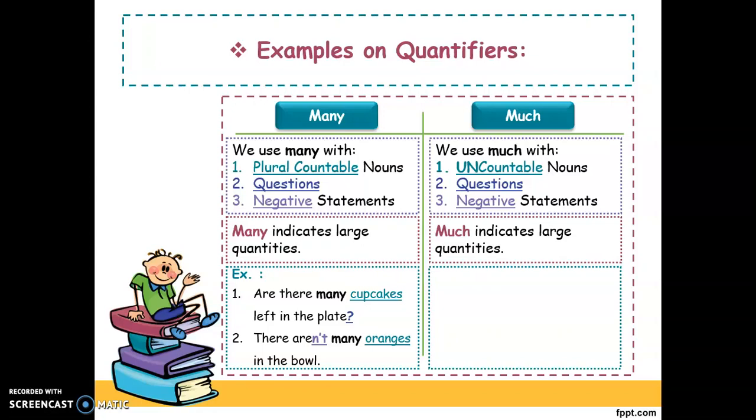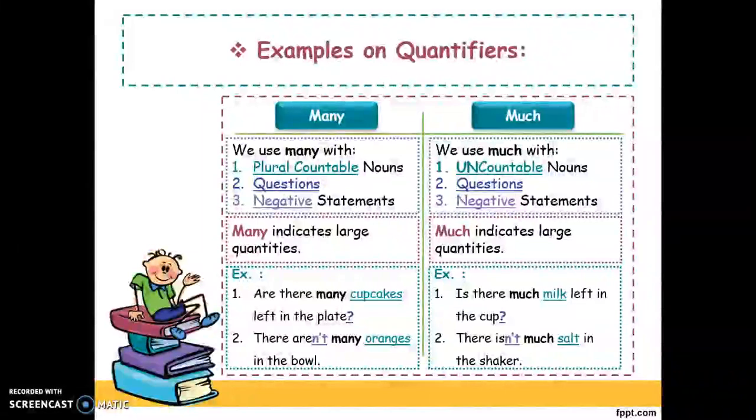Now, what about example number 2? There aren't many oranges in the bowl. Again, we used many, which is the quantifier we're talking about here, and we added s to the noun, the countable noun orange. We added s, so it is now in the plural form, and the statement is negative because of the not that is added to the verb are. What about much? Examples on much.